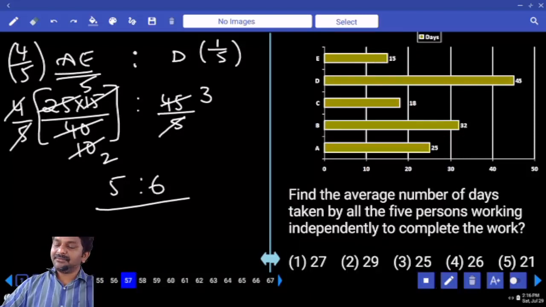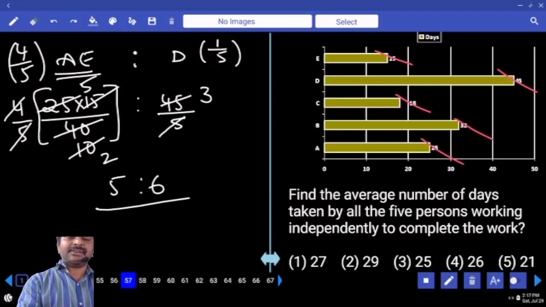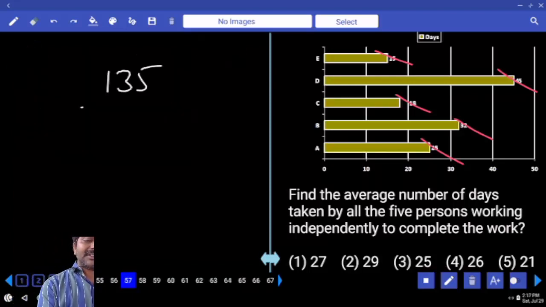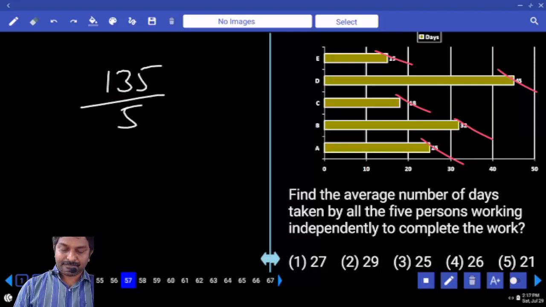Find the average number of days taken by all the 5 persons working independently to complete the work. We were asked to calculate the straight average. Agreed or not? 15 plus 45. Remember, 18 plus 32, 50. 60, 50. 110. 110 plus 25. And we were asked to calculate the average, that is by 5 only. Divided by 10 into 2. Divided by 10, 13.5. Double, 27.